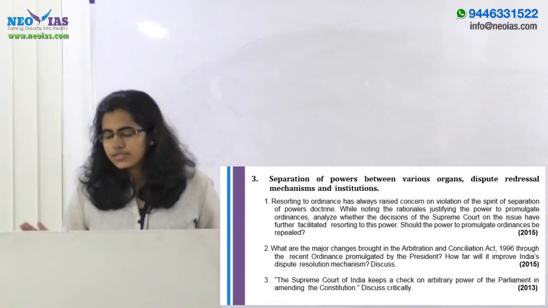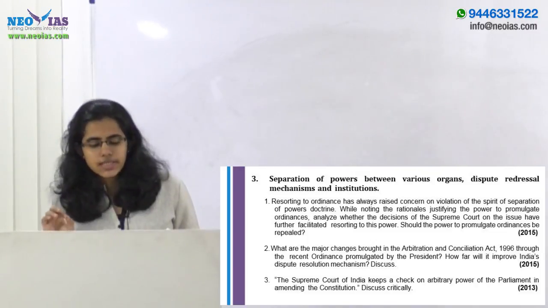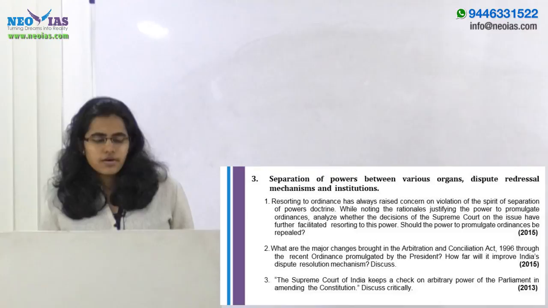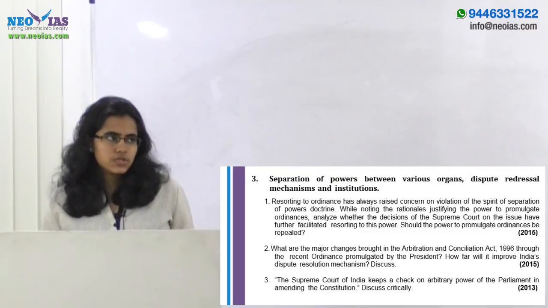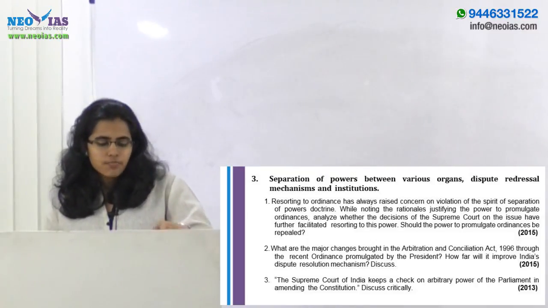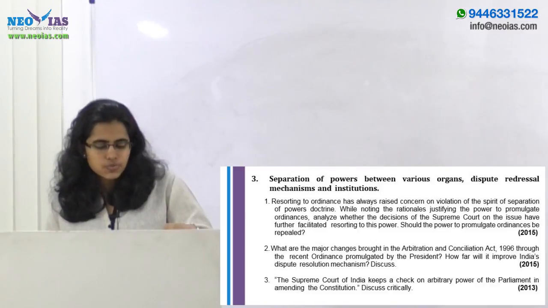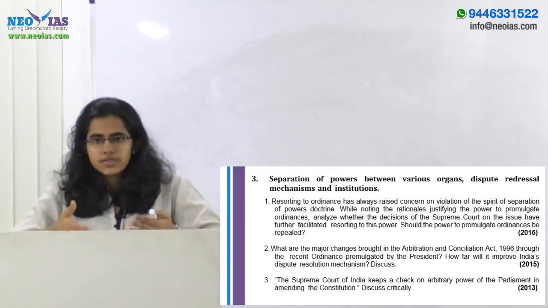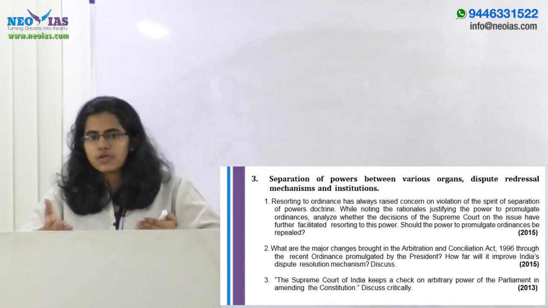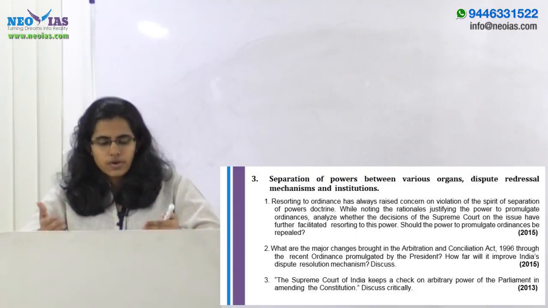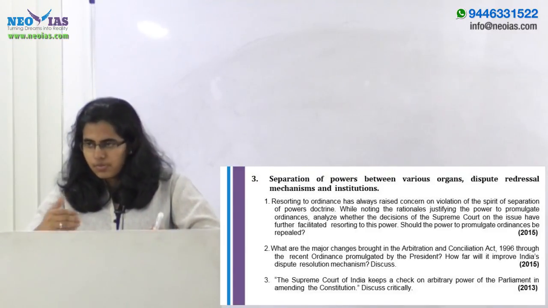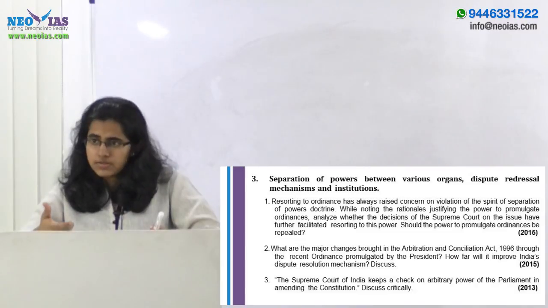Now we move on to the third section, in which it's written: the separation of powers between the various organs, dispute redressal mechanism, and the institutions. So separation of powers between the various organs means we have the problem that is coming between the judiciary as well as the government or the legislature. So the first question will give you an example of what exactly is meant by this particular topic.